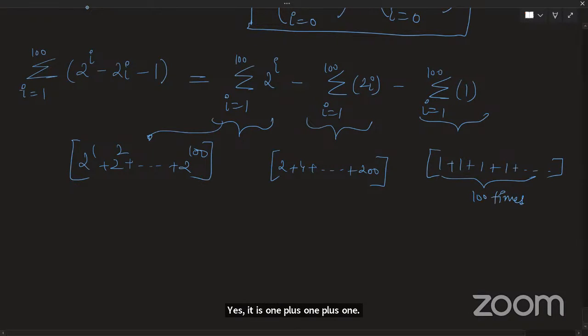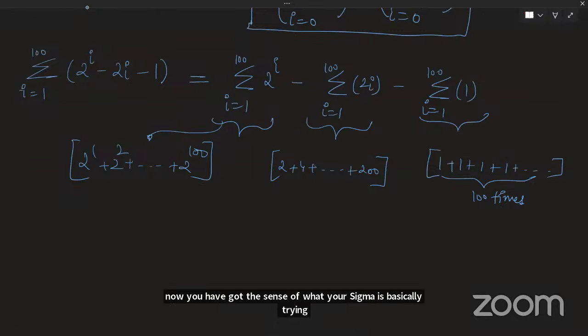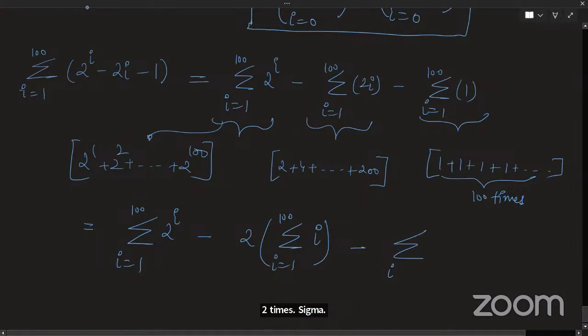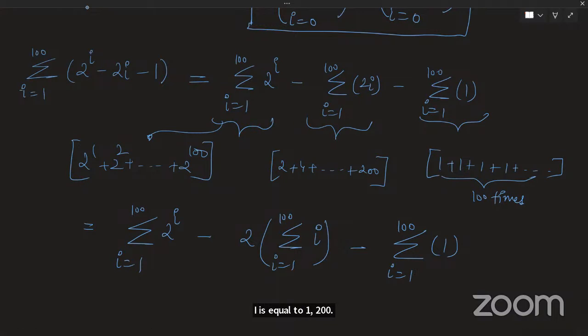So now you have got the essence of what your sigma is basically trying to represent, right? And if you look clearly, it is sigma I is equal to 1 to 100, 2 raised to I, minus 2 times sigma I is equal to 1 to 100 I, because your 2 can come outside, minus sigma I is equal to 1 to 100 of 1. Everyone got it, right? So basically your sigma is coming outside.